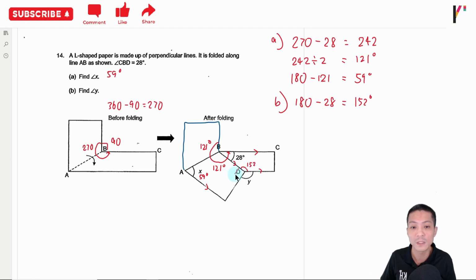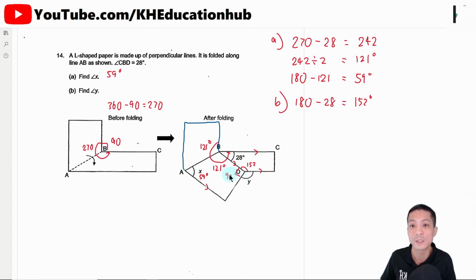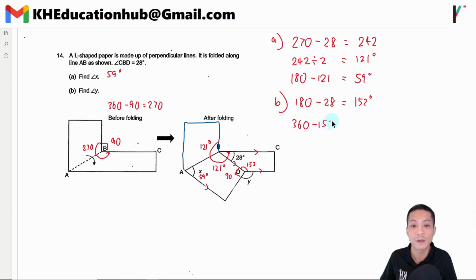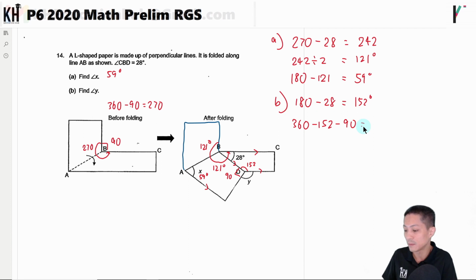And we know that this is 90, right? Because it is an L-shaped paper. So to find angle y, I just need to use 360 minus 152 minus 90. 360 minus 152 minus 90. Okay, 118 degrees.